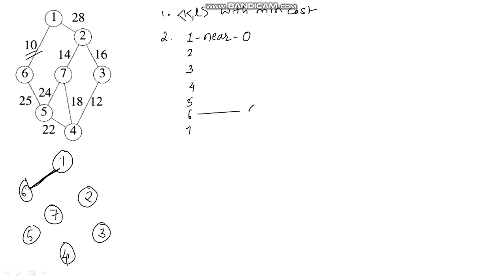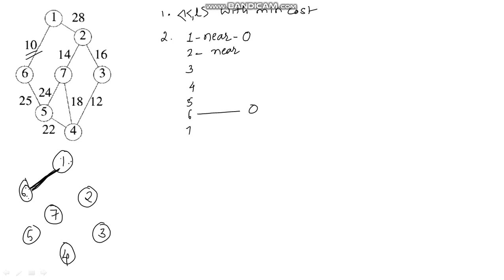But whichever vertices are already in the solution, we will make their near value equal to 0. If the near value is 0, it means that the vertex is already in the tree, and it should not be considered again. For all others, we will identify their near vertex.